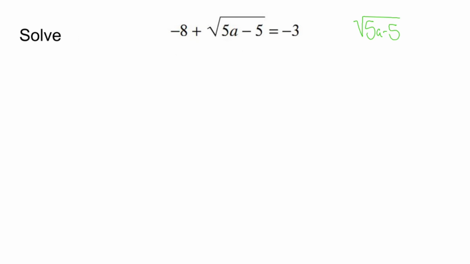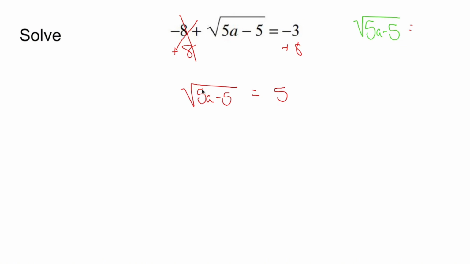What you're going to want to do first, if we're going to get rid of negative 8, is do the inverse of negative 8 and add 8 to both sides like so. That leaves me with the whole square root of 5a minus 5 on the left, and negative 3 plus 8 is 5 on the right. So I got to where I wanted. I wanted it to look like that. Now it looks like that.